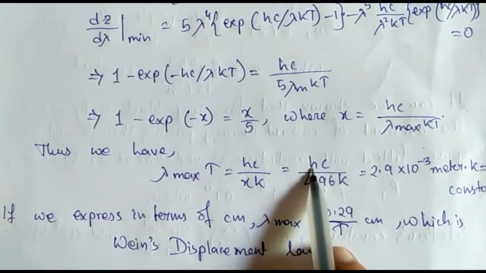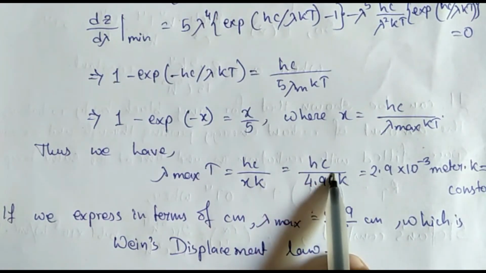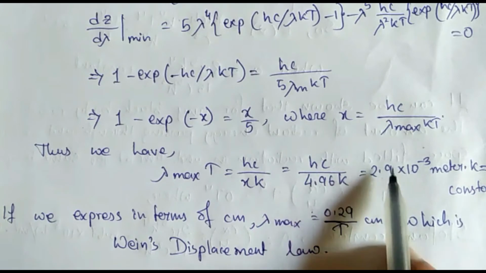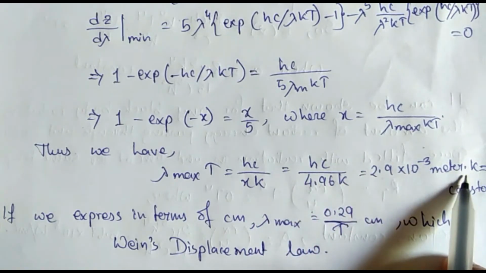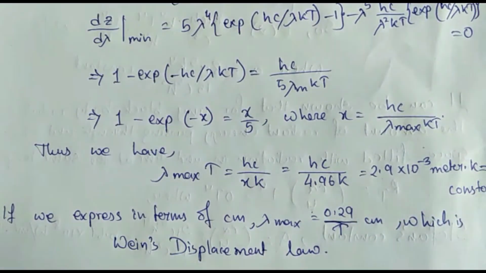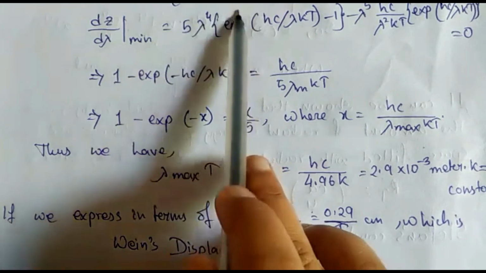And since we know that h is Planck's constant and c is the velocity of light, dividing these we get 2.9 into 10 to the power minus 3 meter Kelvin. Now if we express it in terms of centimeter, lambda max becomes 0.29 by T, where we have seen that Wien's displacement law says that lambda max is directly proportional to 1 by T. So that is how we can derive Wien's displacement law from Planck's law.